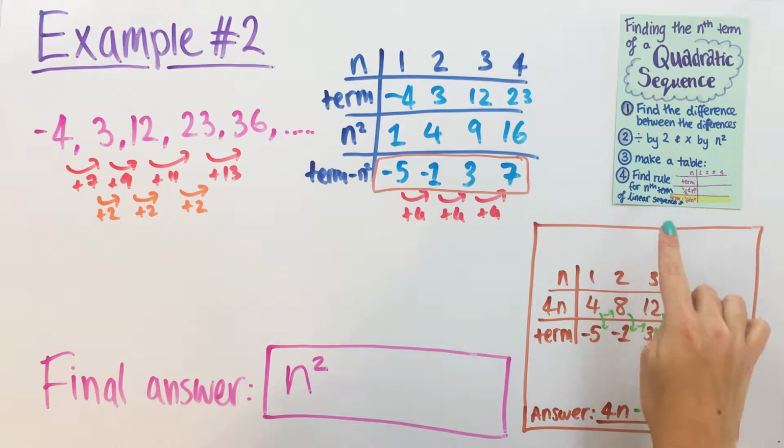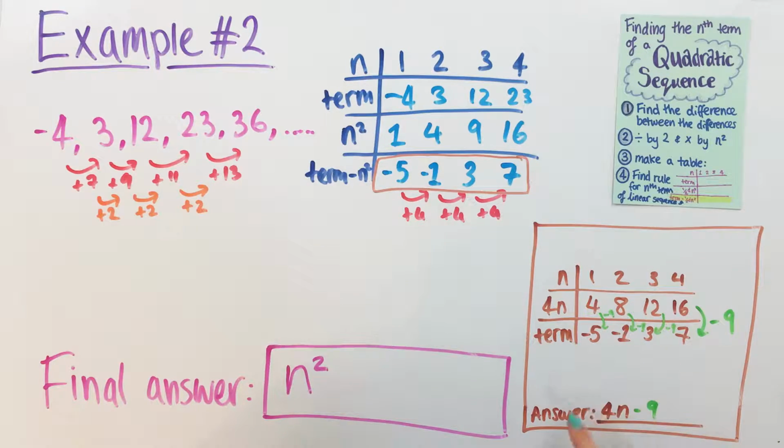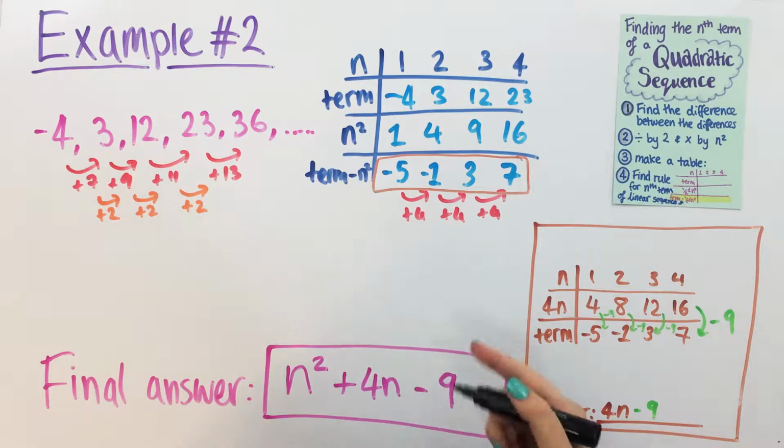So we've done step 4, and now all we do, we write in our answer here for the linear sequence in the box next to what we already have for our quadratic sequence. So our final answer for our quadratic sequence is going to be n squared plus 4n minus 9. And that's our answer. Once again, let's check this.